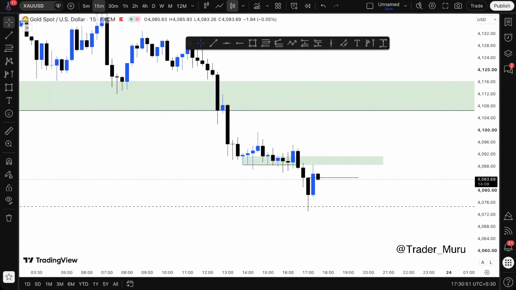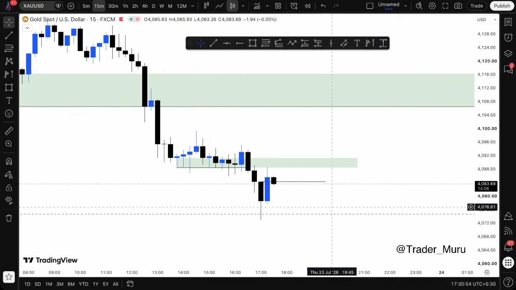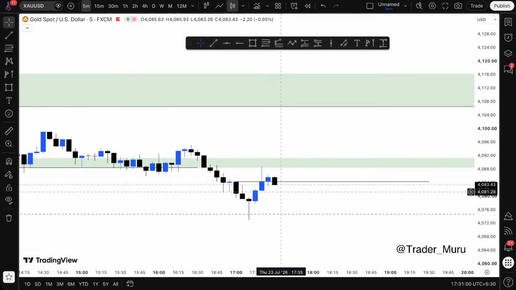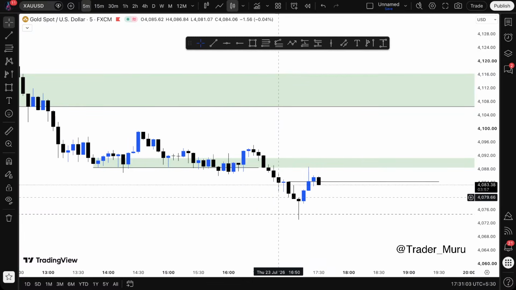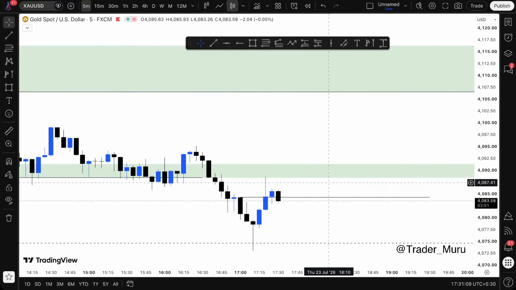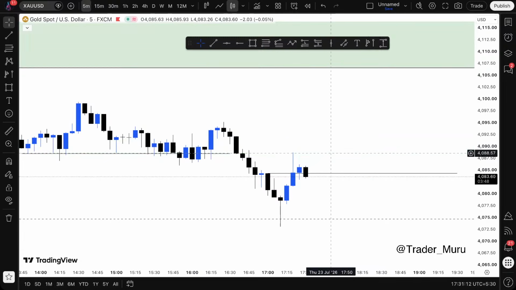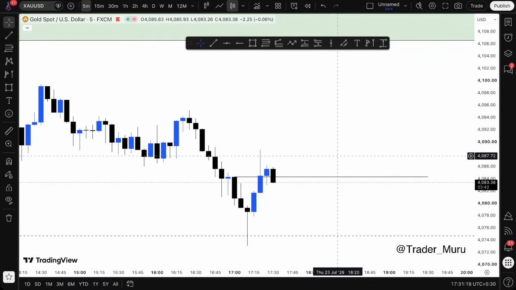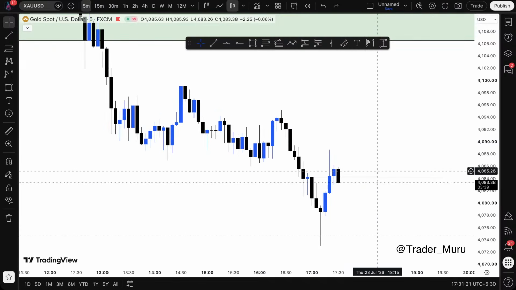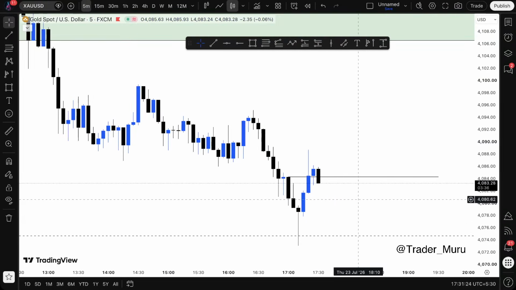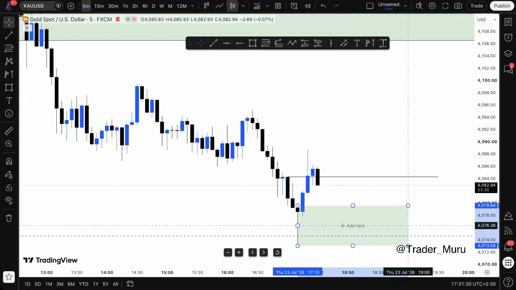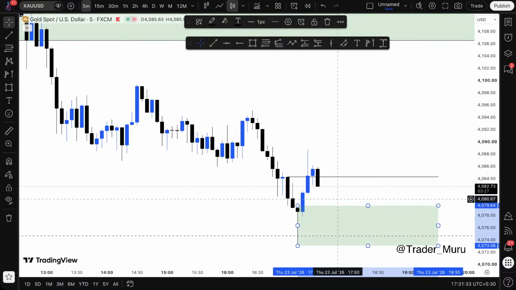Okay, we have a close above. Five-minute. Let's watch for a long after this break. Wait a minute. There is still no break of structure. Wait for this area. If this holds, we will watch for a scalp long.